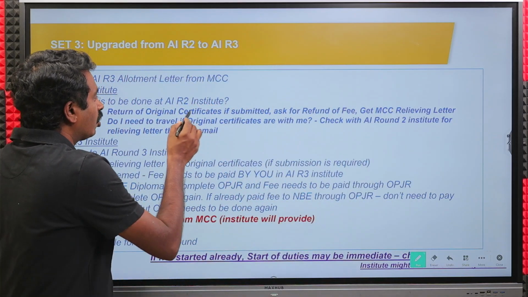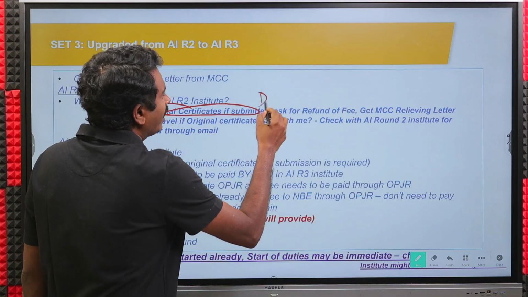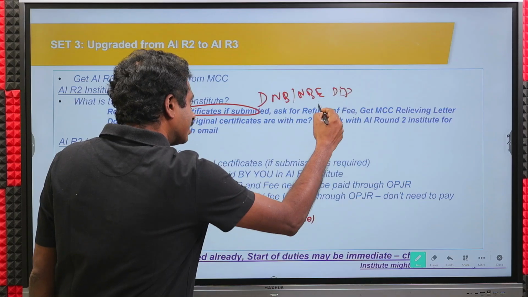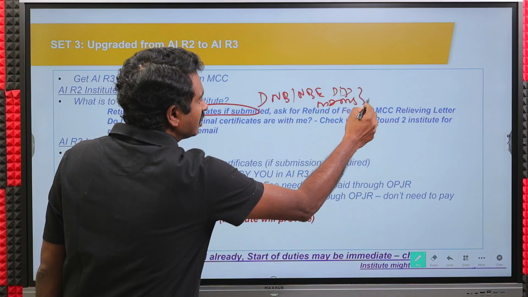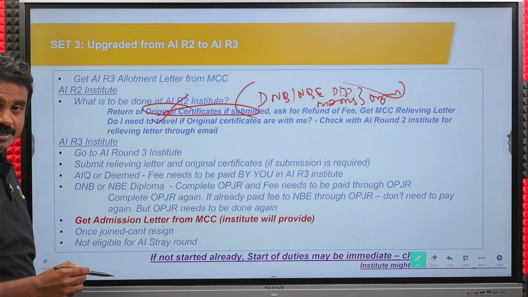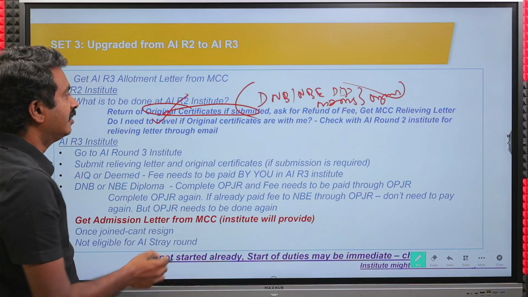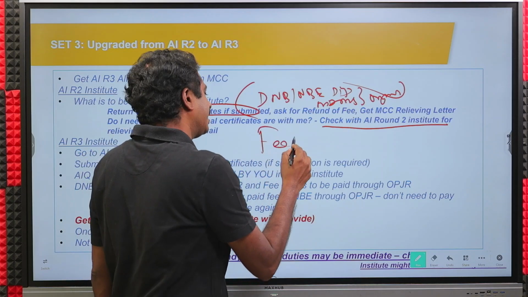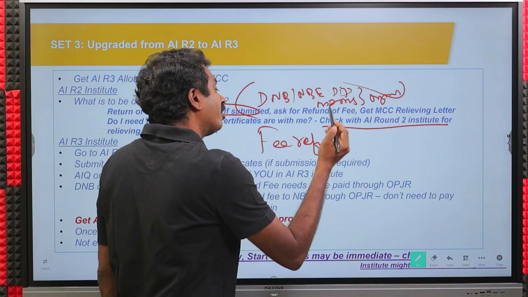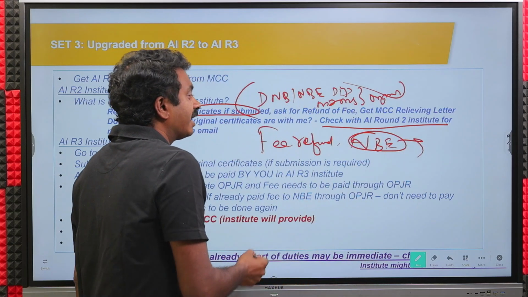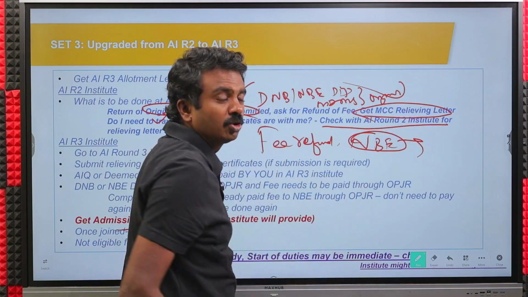Let us say your original certificates are with you. You might have joined a DNB or NBE diploma institute. You might have joined an MD/MS institute, but they did not take the originals. Whatever be the case, if the original certificates are with you, then check with the All India round 2 institute just for the fee refund. That anyway they will process. And if you have done DNB, you have anyway paid to NBE. The institute will not refund.